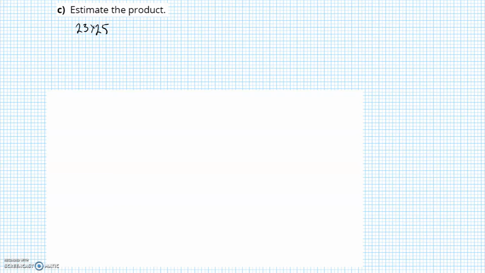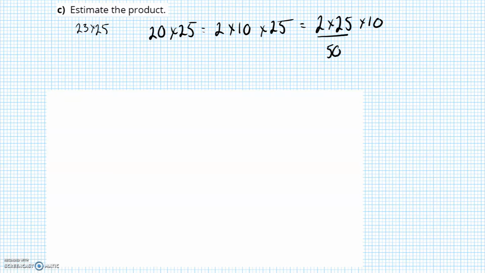estimation. So I'm going to look and I'm going to say, well, 23 times 25 is pretty close to 20 times 25 because I'm confident that I know how to do that. That's the same as saying it's like 2 times 10, which gives me 20, times 25. Or I can change the order of that to say 2 times 25 times 10. The 2 times 25 is easy to say, well, that's just like having 2 quarters, which is 50, and then I'm going to multiply by 10, and that's going to give me 500.